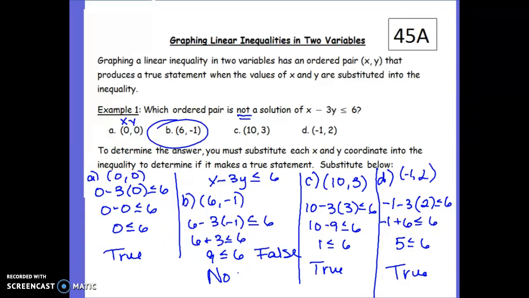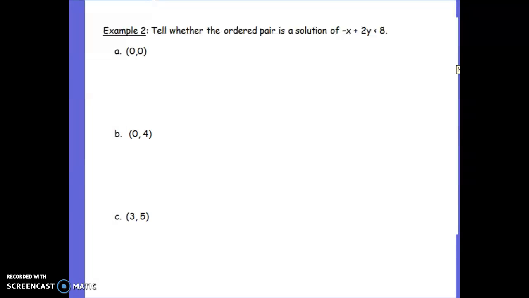Okay, let's try a few ourselves. If you look at the next 3 examples, I want you to try them. Pause the video, and when you're ready, start it over again.